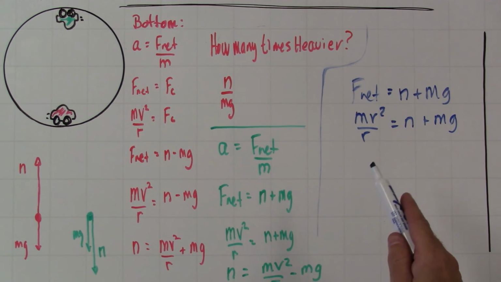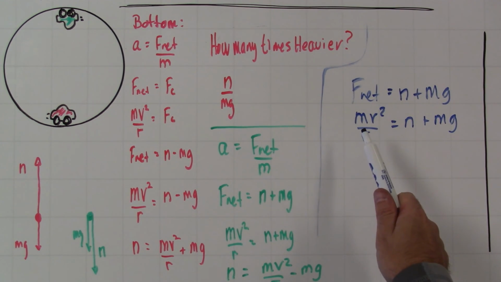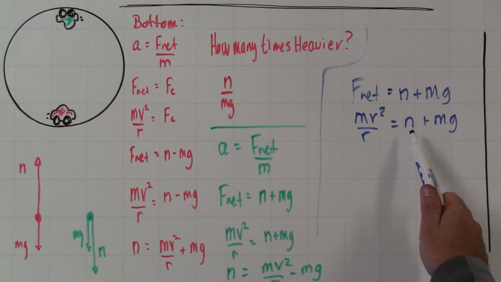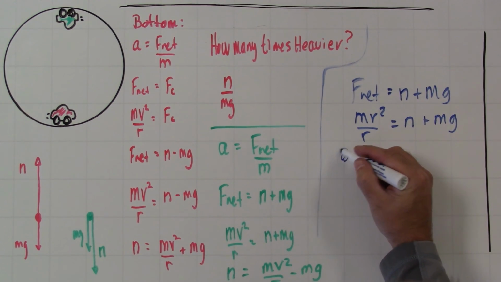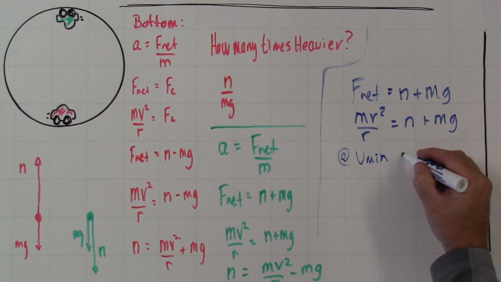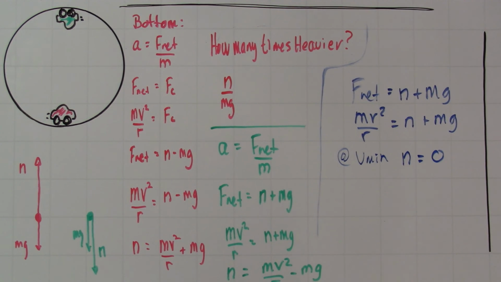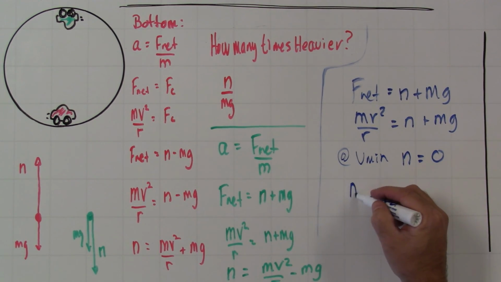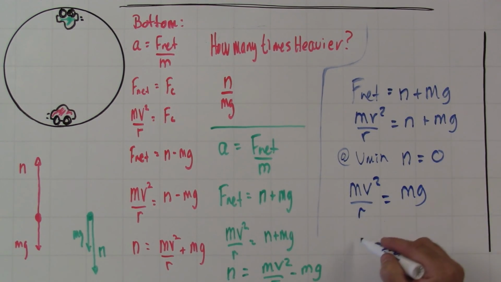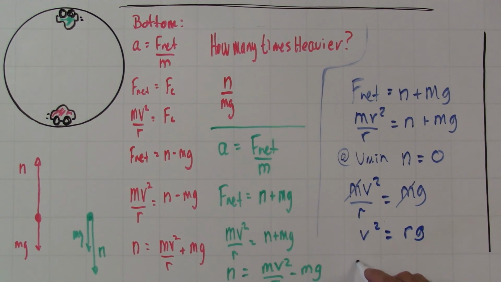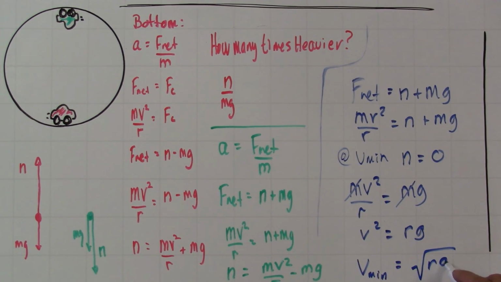And as you go slower and slower, the left side gets smaller, the right side has to get smaller, and what that means is that the normal force gets smaller and smaller. And at the v minimum, the normal force is actually equal to 0. And if that's true, then our equation works out mv squared over r is equal to mg. If the m's magically go away, I end up with v squared is equal to rg. So the v min is equal to the square root of rg.